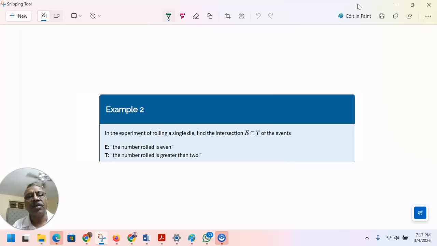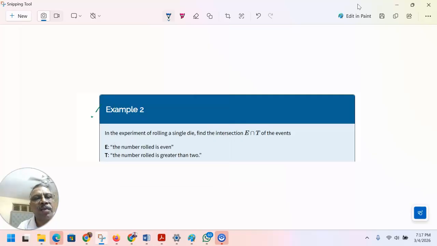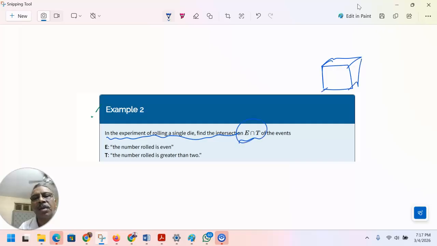So you can check your paper. You can pause the video and do this problem by yourself, so please do this by yourself. In an experiment, the rolling of a die, find the intersection of E and T. What does that E basically mean? It says E is an event that the number rolled is even.